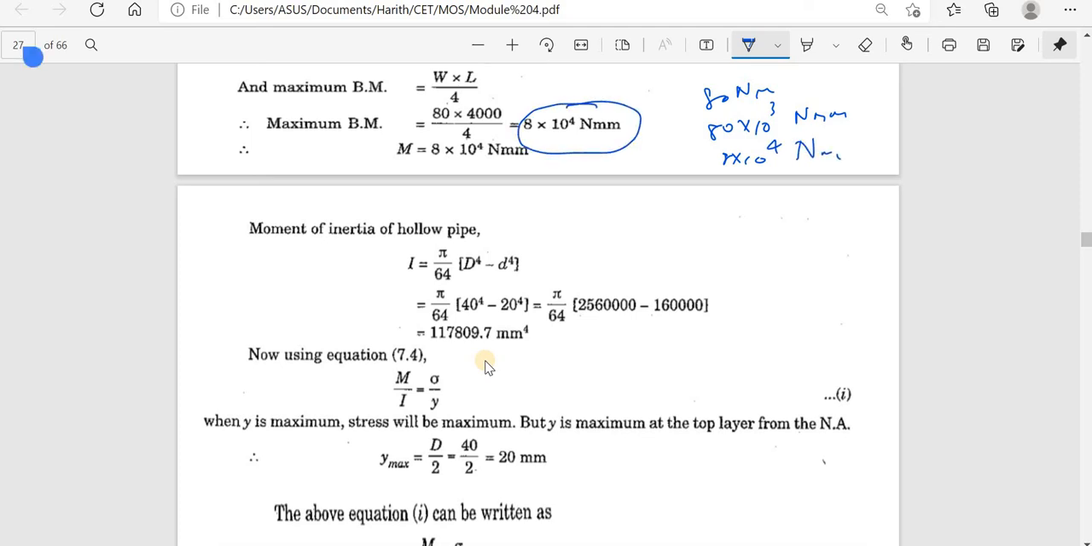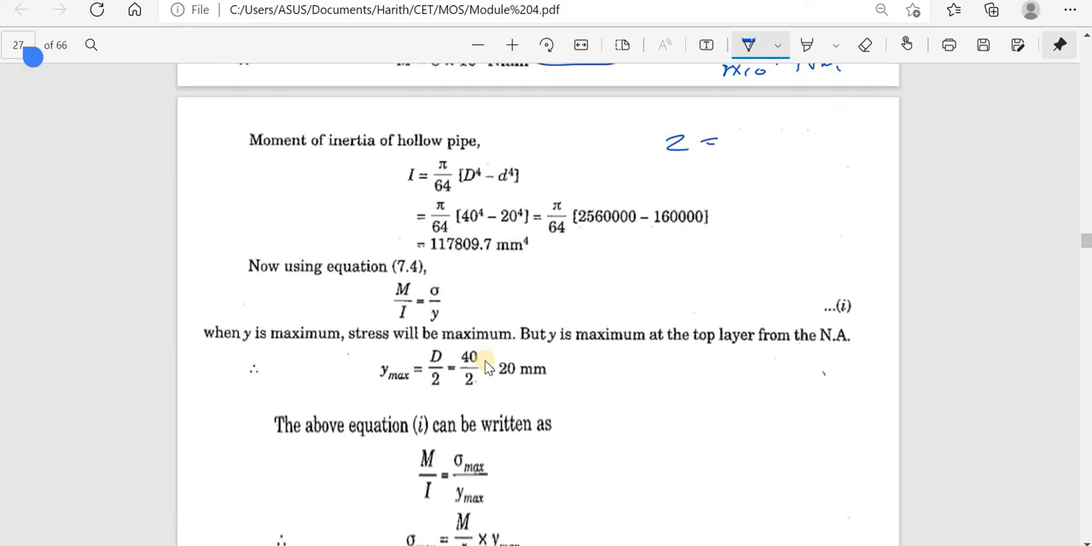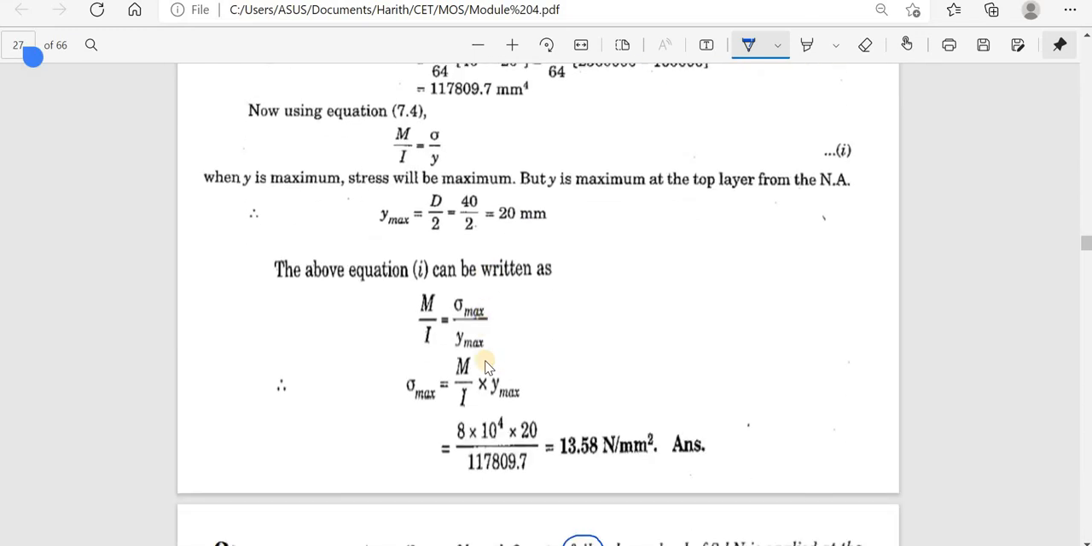Okay. Now I have explained that directly we can find Z. Now by substituting everything we will be finding the value of F or sigma. So this will be the value of the maximum bending moment. This is the value of the maximum bending stress.